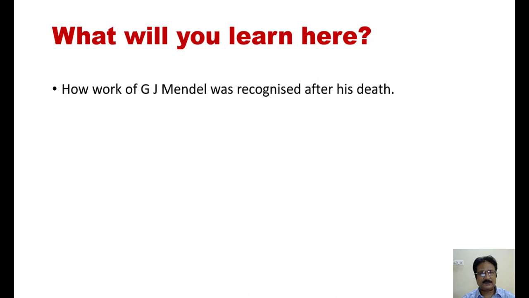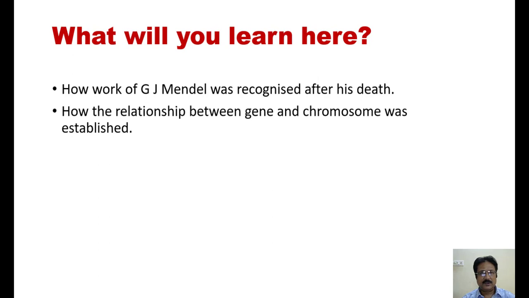In our previous discussions, we learned the work of Mendel, monohybrid cross, dihybrid cross, and in another video, I discussed different deviations from Mendelian ratios. We had a short discussion on why Mendel was not recognized during his time. Today we will start with that part and then we'll reach our destination. We will be able to establish the relationship between the gene and chromosome.